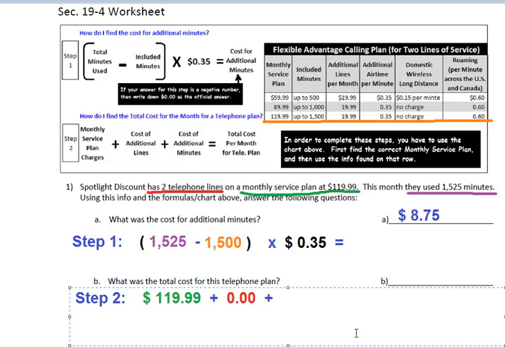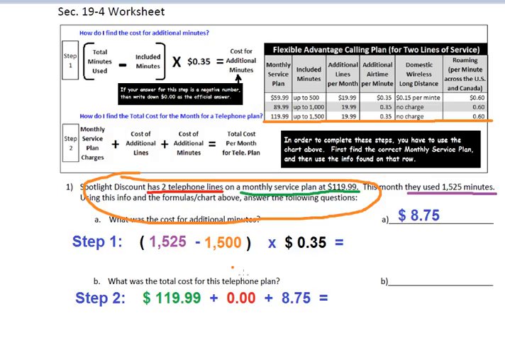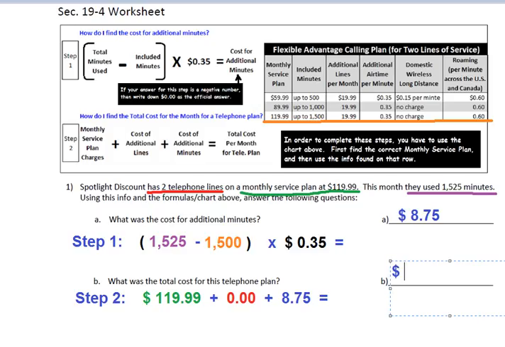The other part, of course, is $8.75 for additional minutes. Since our problem here doesn't tell us about anything else, we're pretty much good. We've got these 3 numbers down. We are ready to go. So we do some adding, and we get $128.74 for this month's plan.